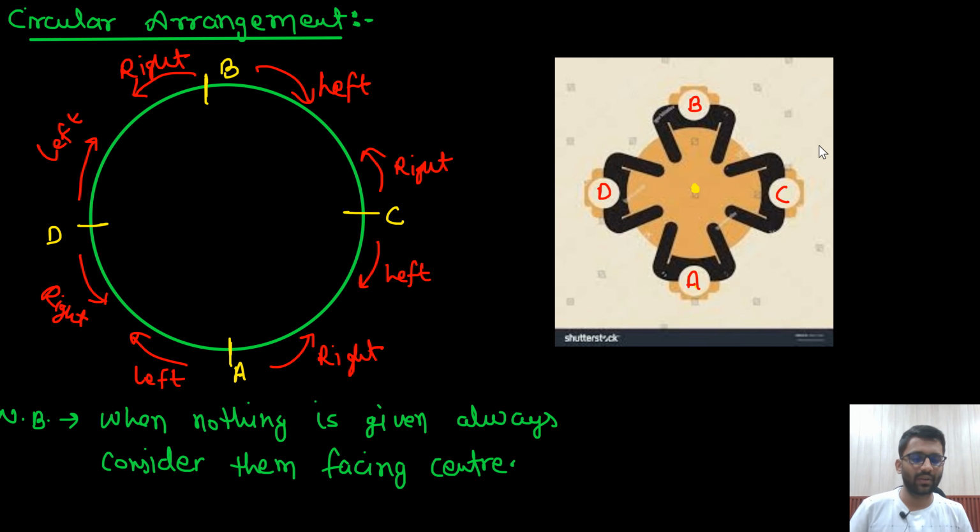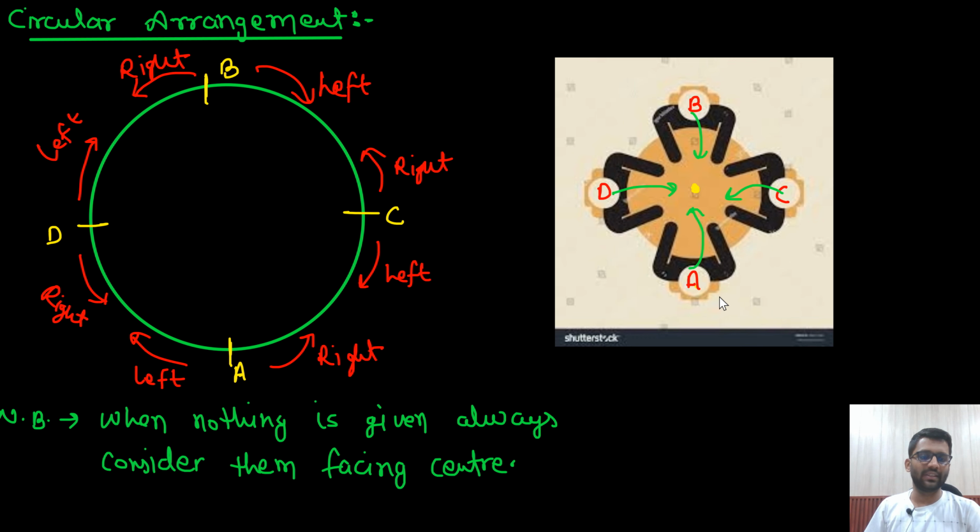Before that, let's see the circular arrangement. What do you mean by circular arrangement? Let's just say around a circle, these 5 guys are sitting. So they all are looking at the center. When there is nothing mentioned, we will always consider they are looking towards the center.